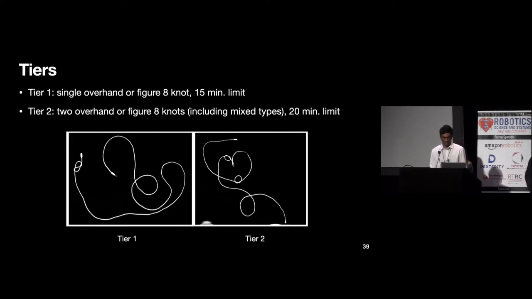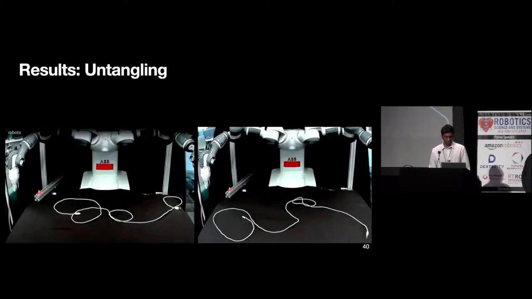We now present the experiments that we use to validate the performance of the manipulation primitives, our perception pipeline, and the SGTM algorithm. We use two primary tiers of cable configurations to validate the algorithm. The first tier consists of single overhand or figure-8 knots, and tier 2 consists of 2 overhand knots, 2 figure-8 knots, or a combination of the two. We run 12 rollouts to validate our algorithm. Now moving on to some example results.